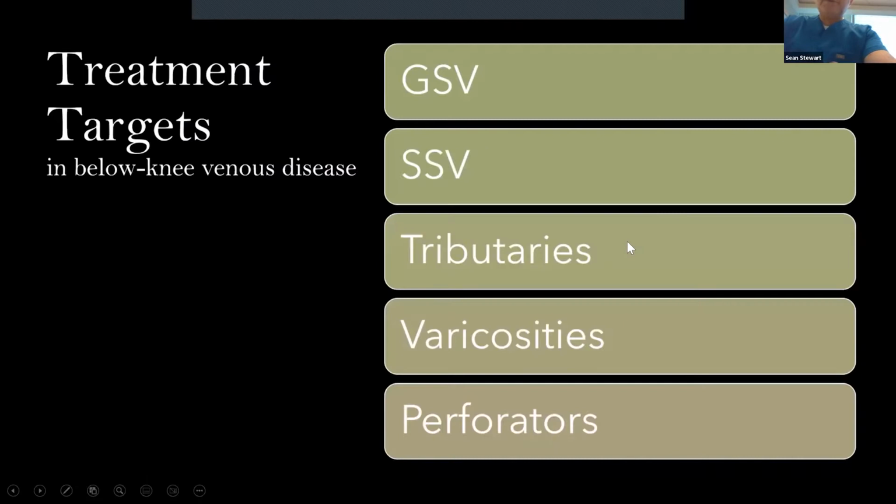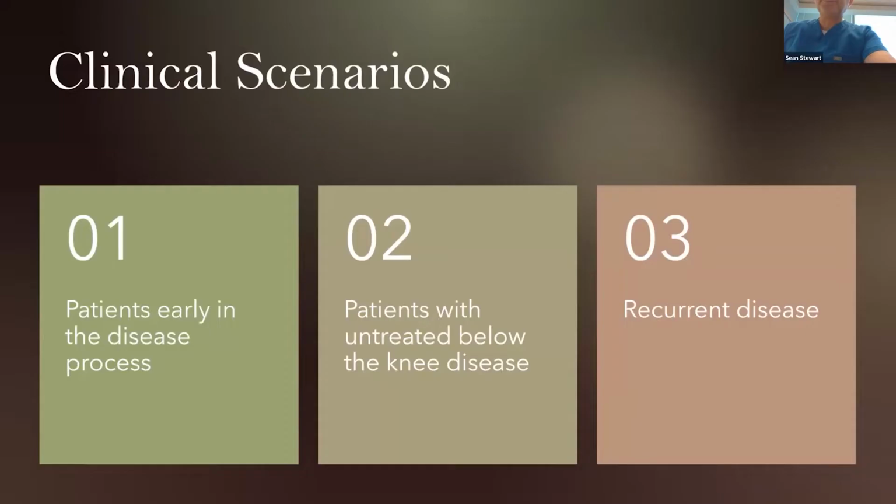So addressing below-knee venous disease may include the treatment of the following: diseased GSVs, SSVs, tributaries, varicosities, and perforator vessels. You also may encounter below-the-knee disease in various clinical scenarios. One, in patients early in their disease process. Two, in patients that had previous above-the-knee treatment, but their distal disease was untreated. And three, in patients with recurrent disease.